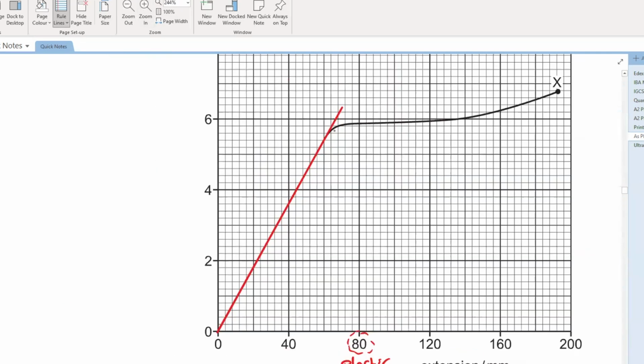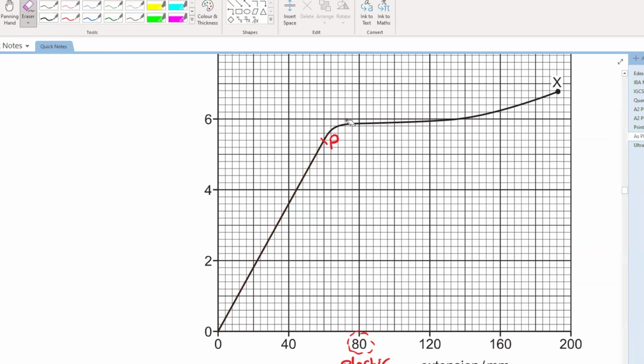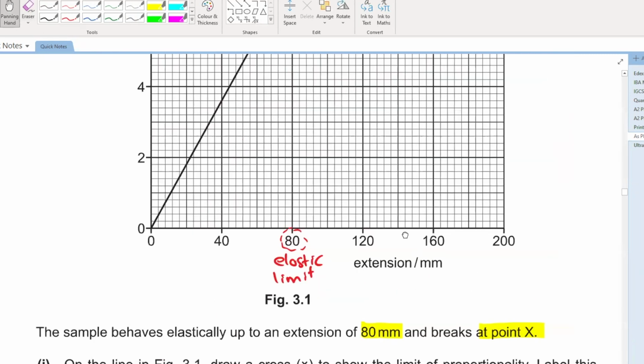I have to label it with letter P, right? So I think this area will be your P. So let's erase the line now since the work is done. Yeah, this area will be your P. Perfect. Now let's see what is the next thing that we have to do.